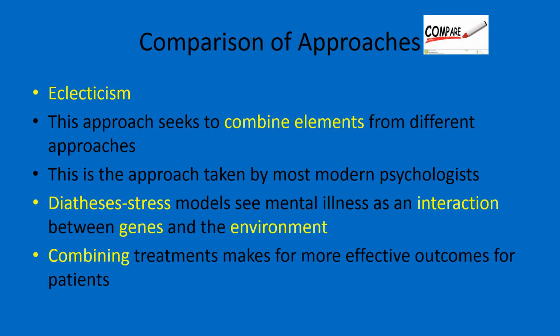And the diathesis stress model is a good example of this. We've come across the diathesis stress model quite a few times, haven't we now? Schizophrenia, depression and OCD and all sorts of other things, really. And the idea behind that is there's an interaction between genes and the environment. It stands to reason, doesn't it? Combining the treatments makes for more effective outcomes for patients. Think about schizophrenia, psychoactive drugs plus CBT is much more effective than one or the other on their own.